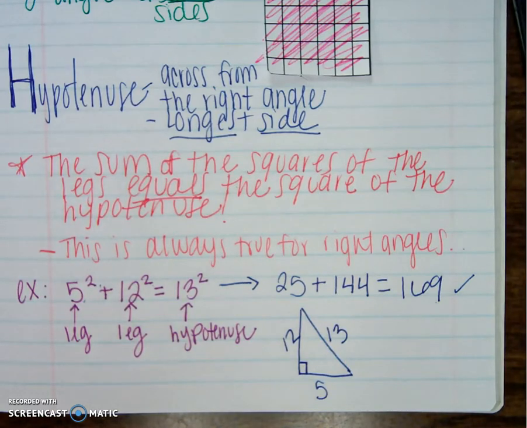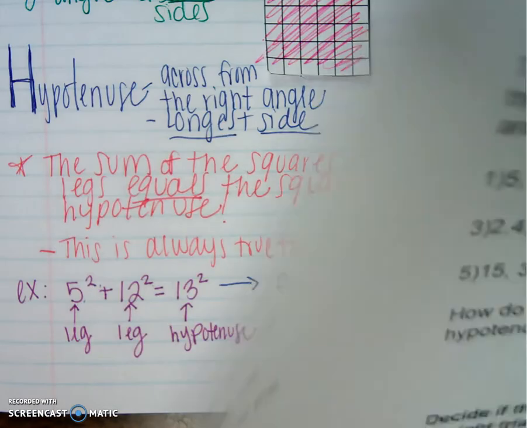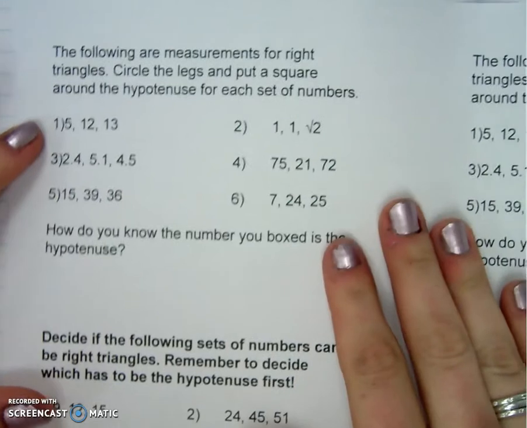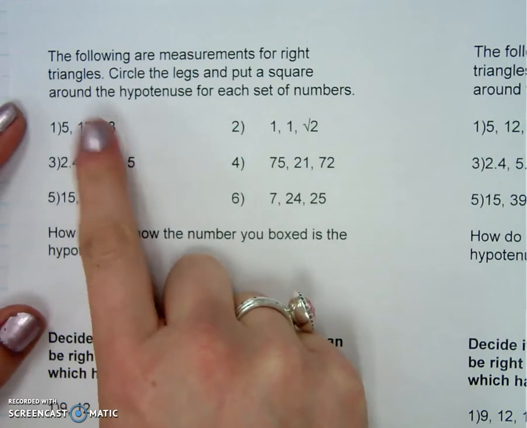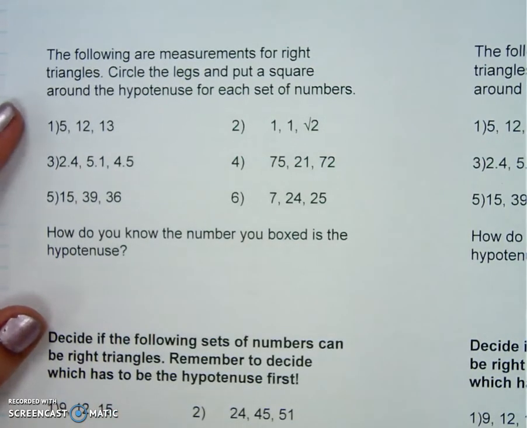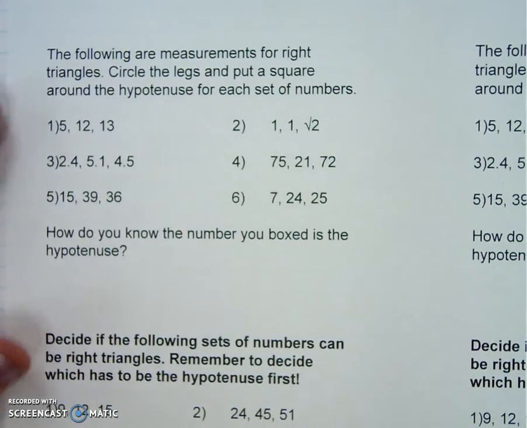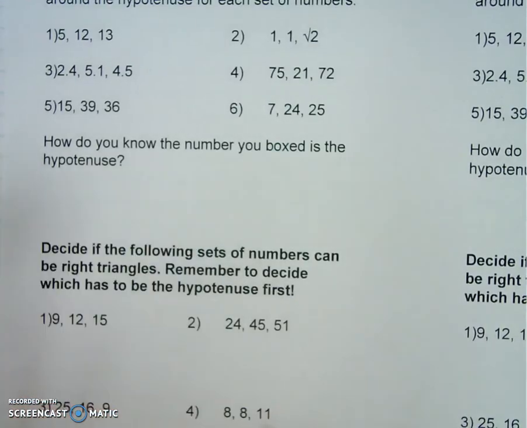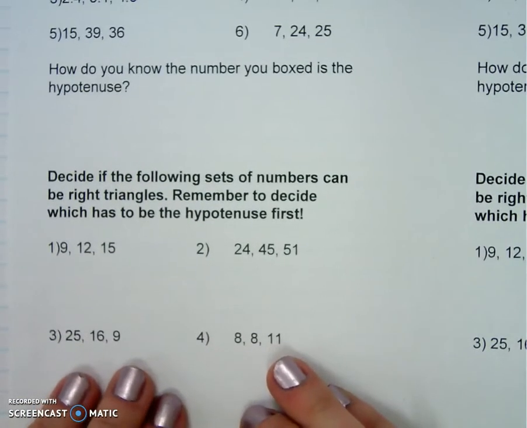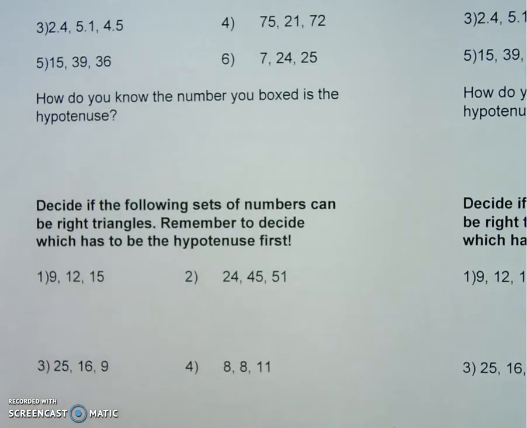Okay? You have a left-hand page. It should look like so. Make sure that you read the directions for this left-hand page. You're asked to circle the legs and put a square around the hypotenuse for numbers 1 through 6. You also need to answer that question in a complete sentence. And then at the bottom, for this 1 through 4, go ahead and try to decide if those sets of numbers are going to be right angles. You have to first figure out which one's going to be the hypotenuse.